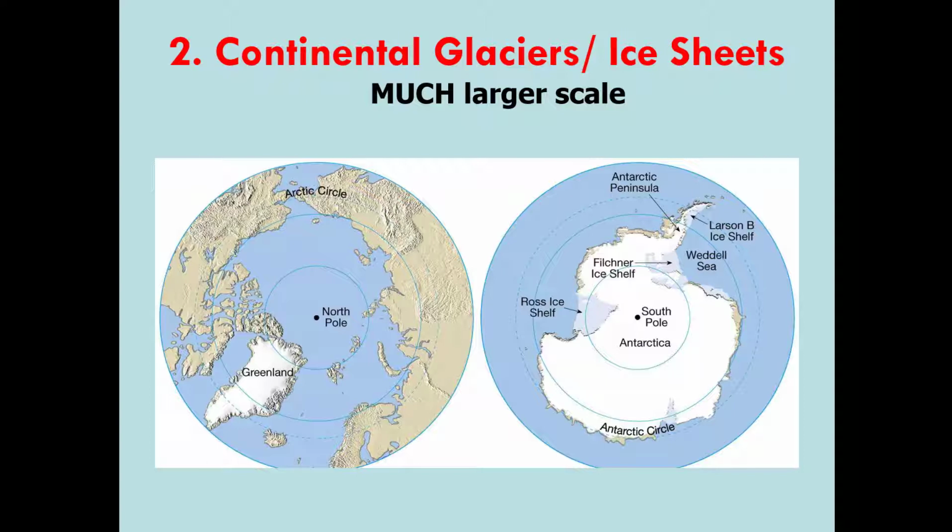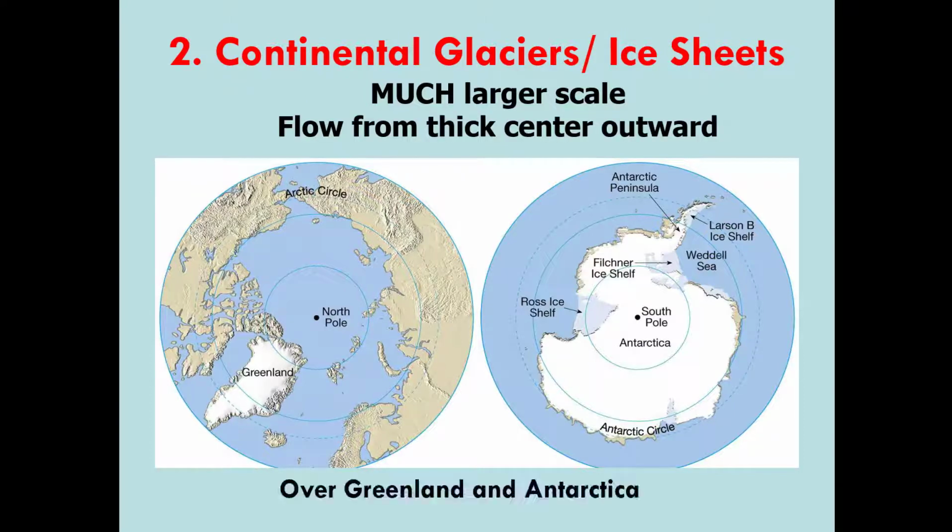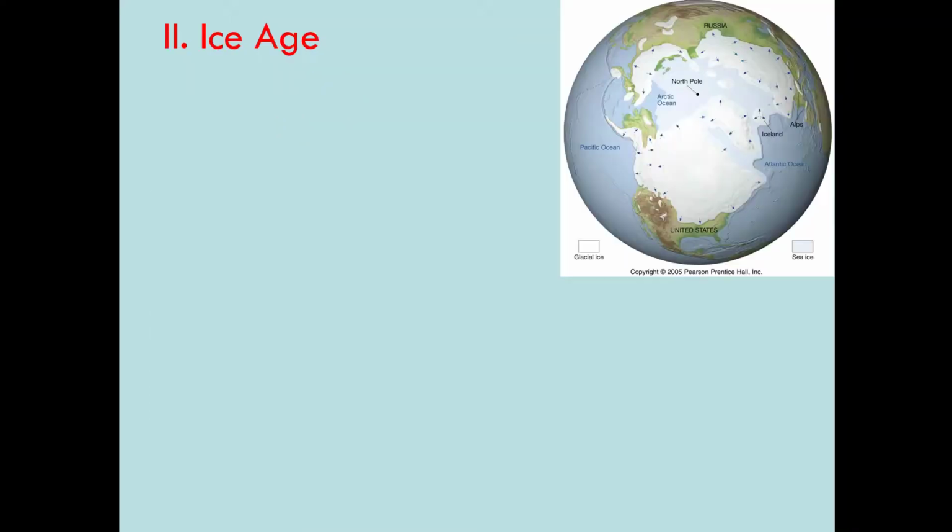They also behave kind of like pancake batter. They have a zone of accumulation where they're thickest, and then they slump out in all directions, like if you put pancake batter on a griddle and you have your central thick portion and then it flows in all directions. That's how continental ice sheets behave. The last time continental ice sheets covered parts of North America really was during the last ice age.